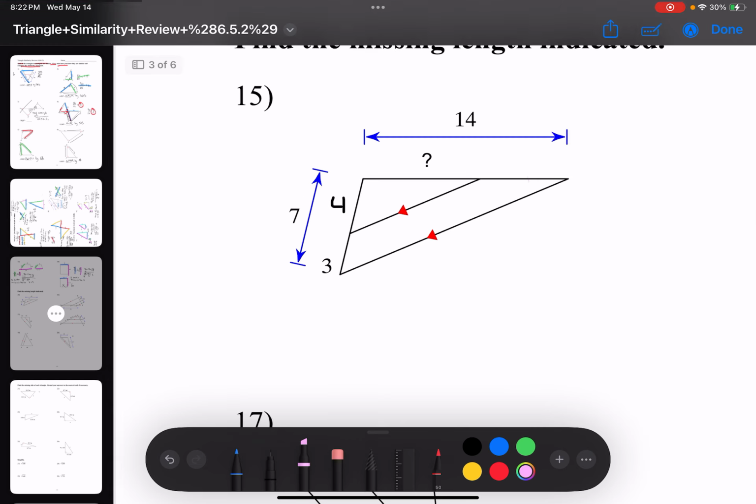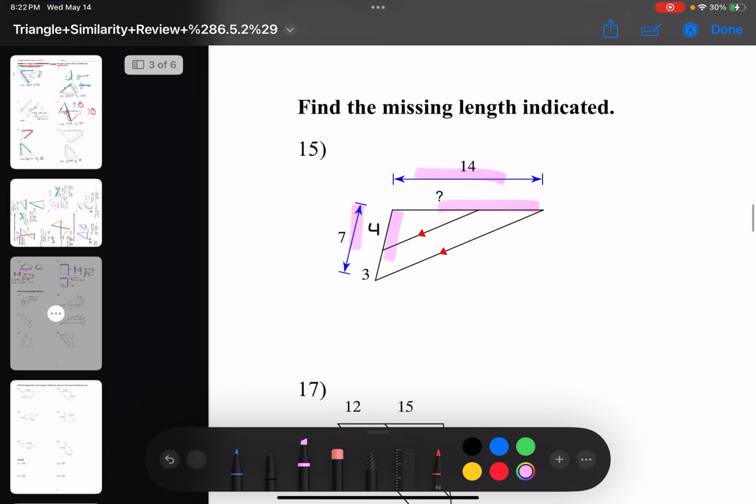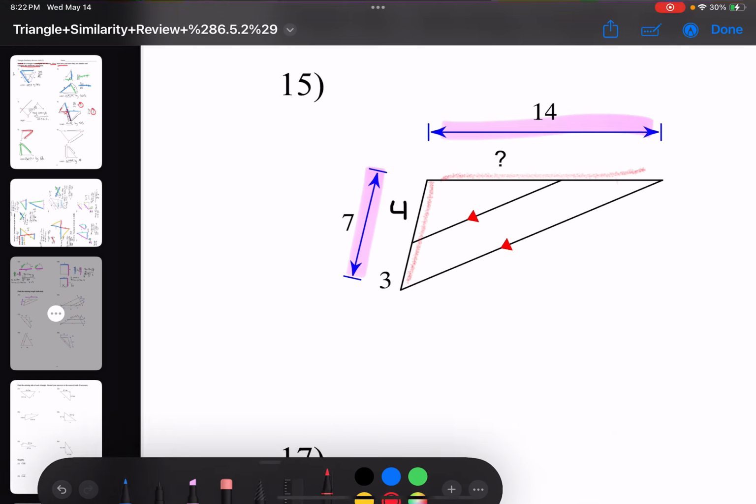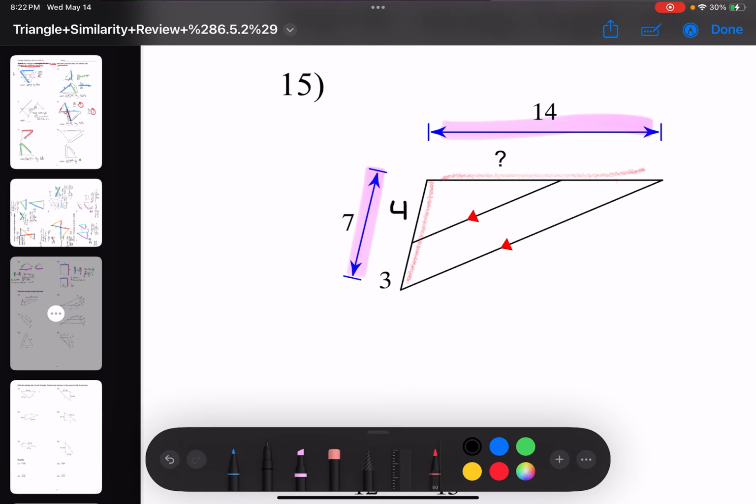So do you see how these two lines are parallel from each other? These two lines are parallel from each other. So basically, I'm going to highlight this in a way. Okay, this is a big triangle. Remember that. This is a tiny triangle. We're going to write out the triangle numbers. So we're going to do 4 over x, which is our question mark.